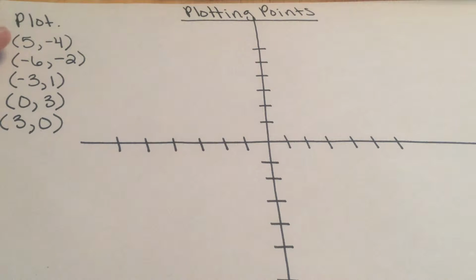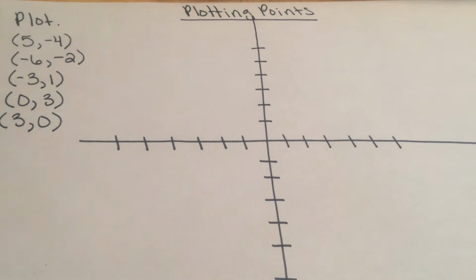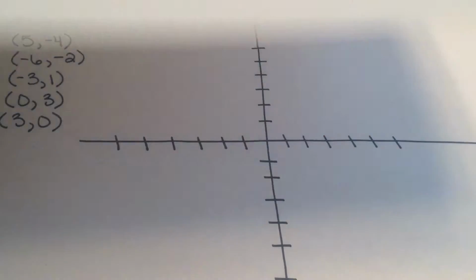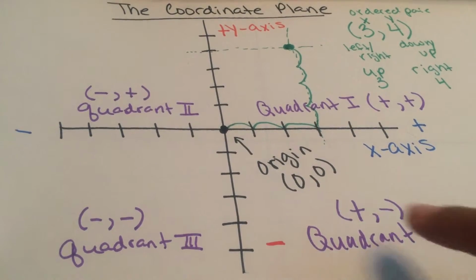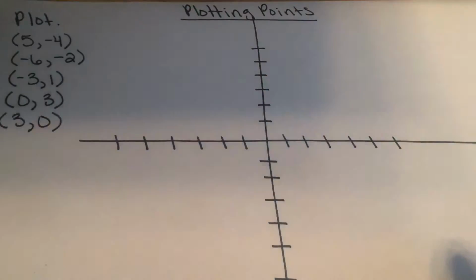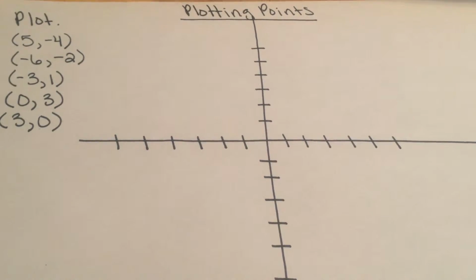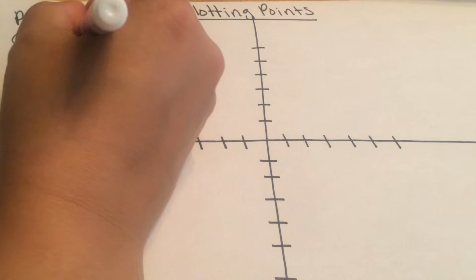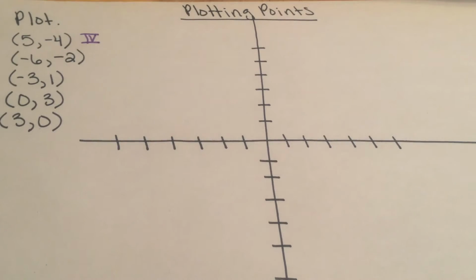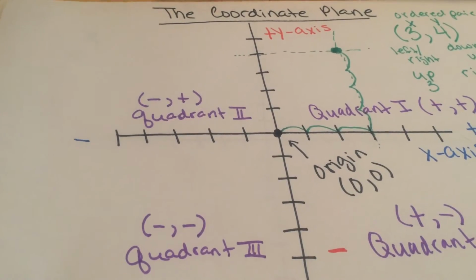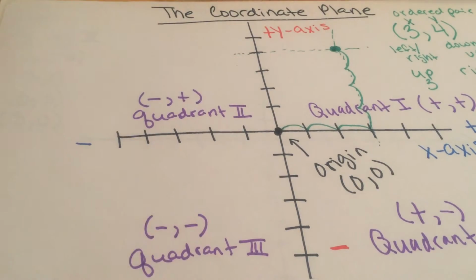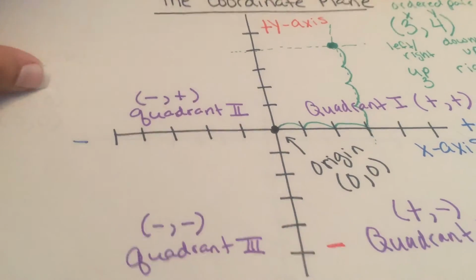First thing, I have a positive x and a negative y. Going back to our quadrants here, when I have a positive x and a negative y, I expect this to lie in quadrant 4. So hopefully, once we plot it, we'll see that it's down there. The next point I have is negative 6, negative 2. We remember when both of our x and y coordinates are negative, they're going to lie somewhere here in quadrant 3.